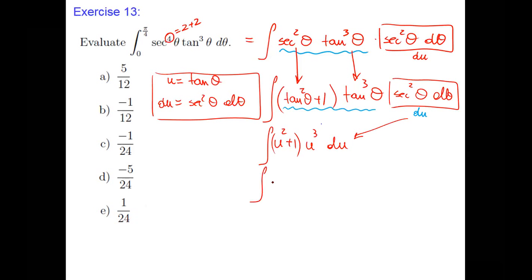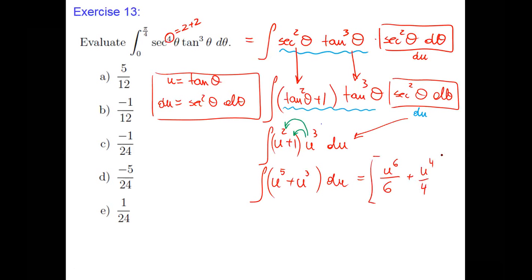Really nice. u to the power of 5, u to the power of 3. If we do this distribution, we add the exponents, right? We remember. Integrate: u to the power of 6 over 6, u to the power of 4 over 4.